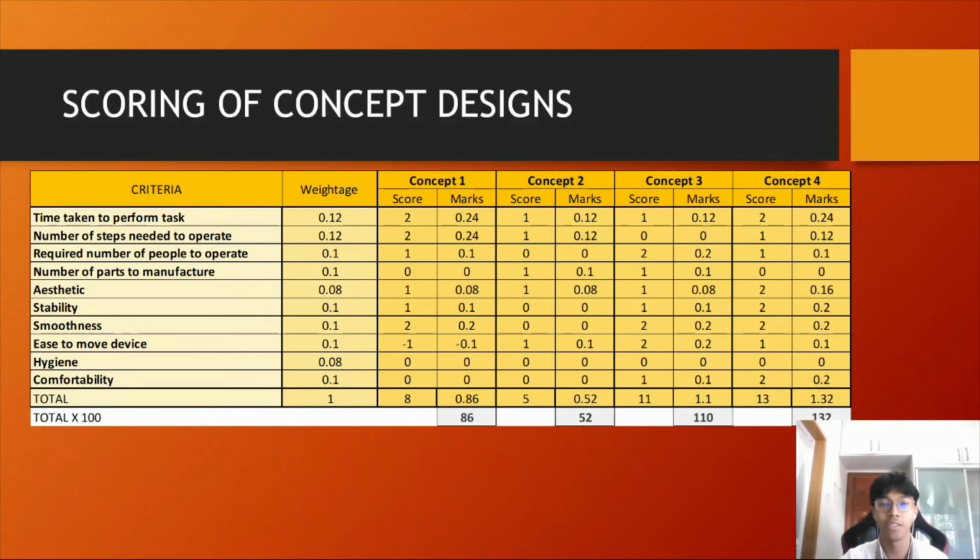To get the marks, the score is multiplied by the weightage. Then the total score is added up. Finally, the highest total score is chosen as the final design for our device. From the table of scoring, we can see that concept 4 has the highest total mark. This means that concept 4 is chosen to be our final design.